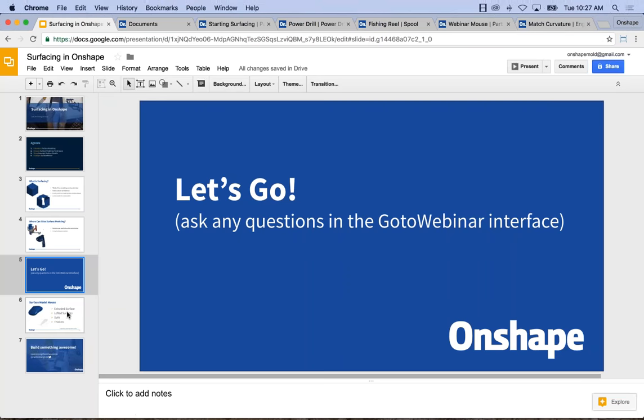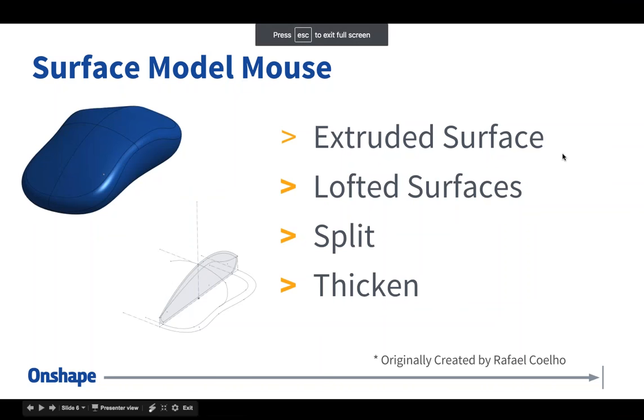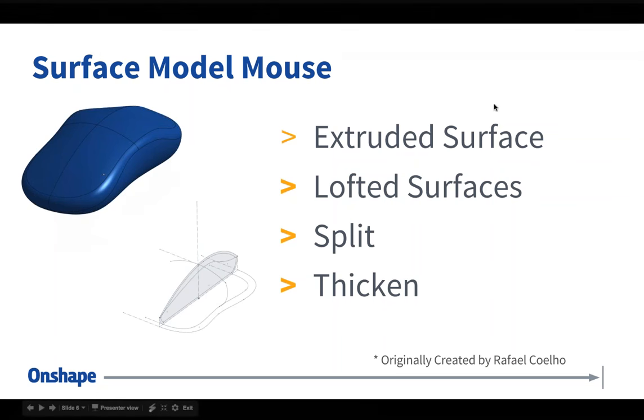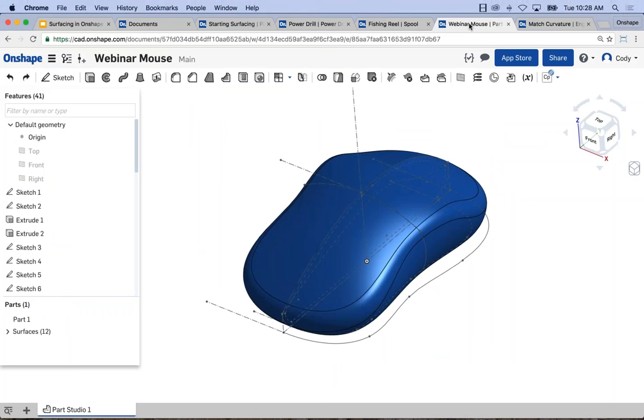And just jumping back real quickly to my slides here, there are a few reasons I like to point out this mouse. This is a public model, so I want to say thank you to the person that created it. And it goes over a few great surface modeling techniques: extruded surface, lofted surfaces, split, and thicken. Now, this will take a bit of time, even to create a few features, so we're not going to be able to totally finish this mouse, but I will say that I'll publicly release this model. So if you do a search for webinar mouse at the end of this webinar, I'll make sure to make this public, and you can take this model, copy it, and take a look at how it was constructed.